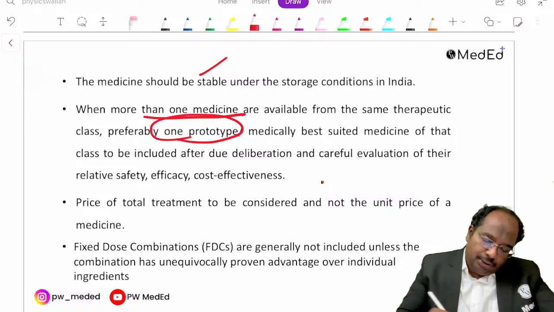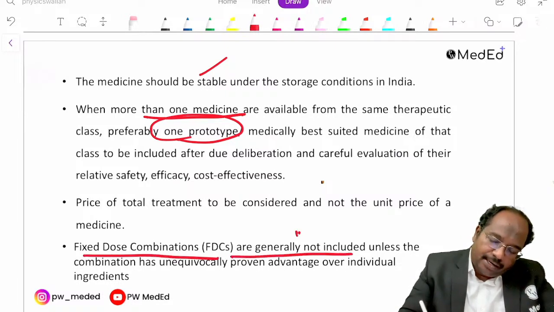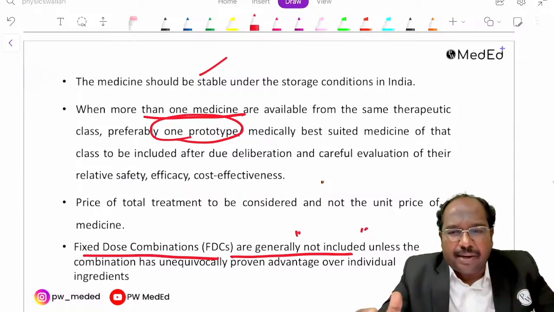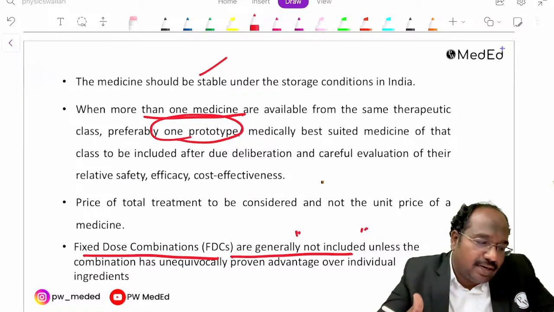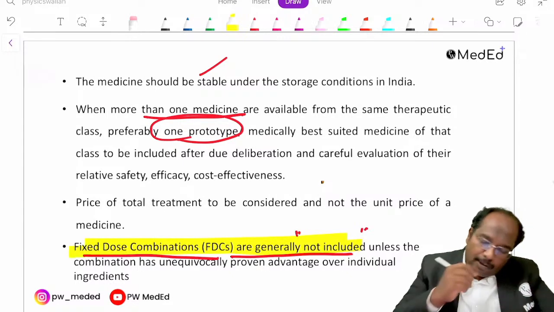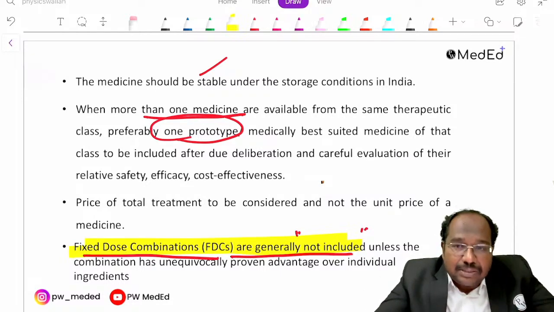Next, usually FDCs, fixed dose combinations, are not included. Paracetamol with aceclofenac, the usual common drug, is not part of this essential drug list. The key point here is fixed dose combinations, unless it shows some advantage. Usually the essential drug list does not include FDCs, fixed dose combinations.